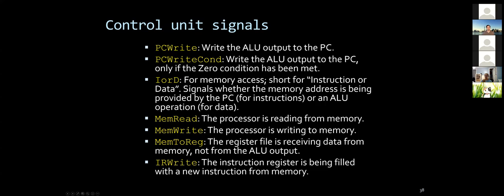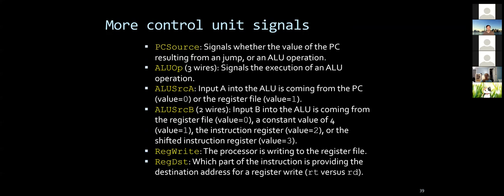So there are things like this. For memory access, we want a signal that tells whether the memory address is provided by the PC for instructions or by the ALU for operations on the data. We obviously need something like memory read versus memory write, so we need to distinguish between those. We also need to know whether the register file is receiving data from memory rather than from the ALU, to take a different data path, because that will use different signals into the muxes.